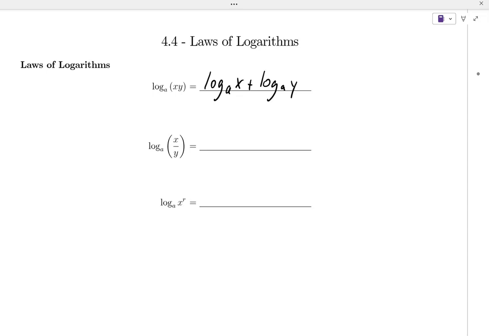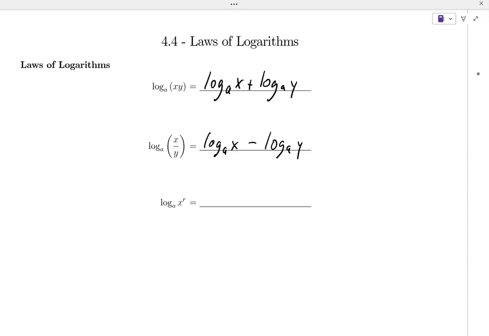What about the second property here? Well, instead of multiplying, we are dividing. What do you do with exponents when you divide? Subtract. So how do you think we can rewrite this? Log base a of x minus log base a of y, right? And again, the right way to think about this is to think when you divide, you subtract exponents. Okay?